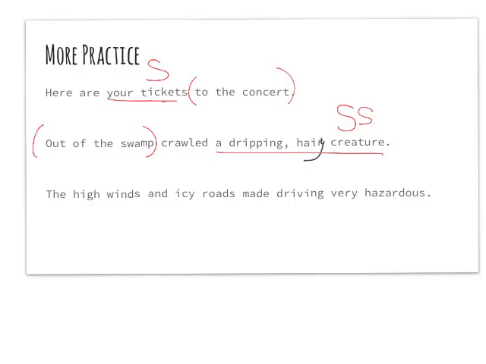Last example: "The high winds and icy roads made driving very hazardous." I don't see any prepositional phrases, so now I have to ask who or what the sentence is about. It looks like it's about winds and it's about roads. I have some modifiers here, so my simple subject is a compound subject, winds and roads. The complete subject is all of this. High is describing winds, icy is describing roads. We have a conjunction and the word the, which is also an adjective. All of those together make the complete subject.